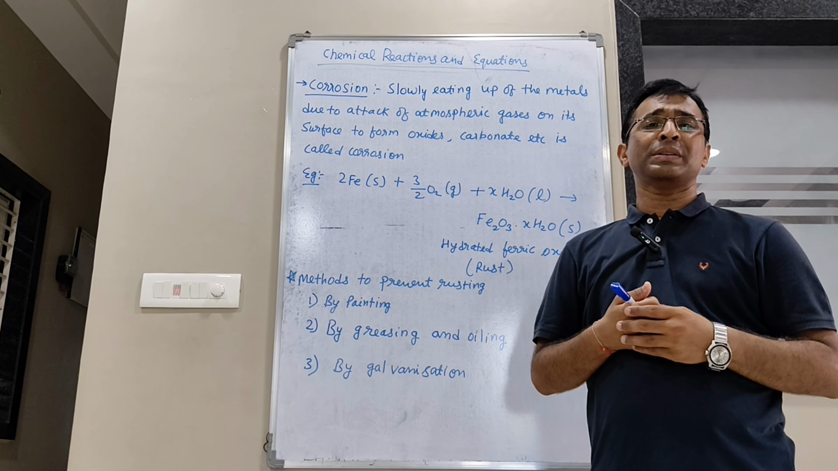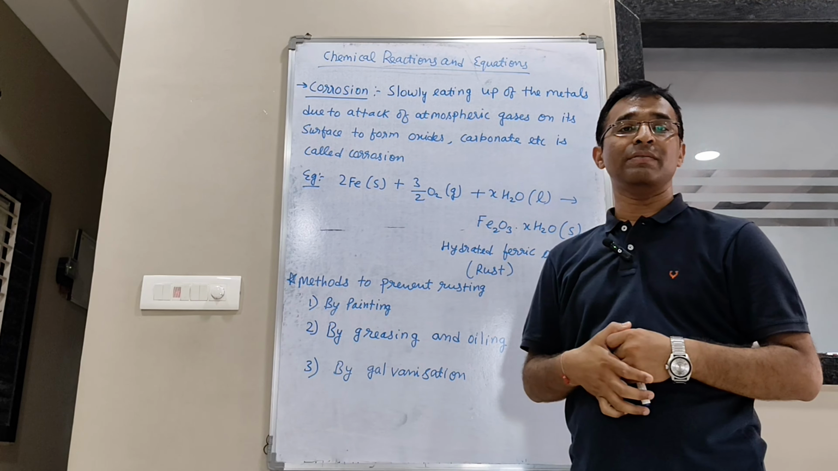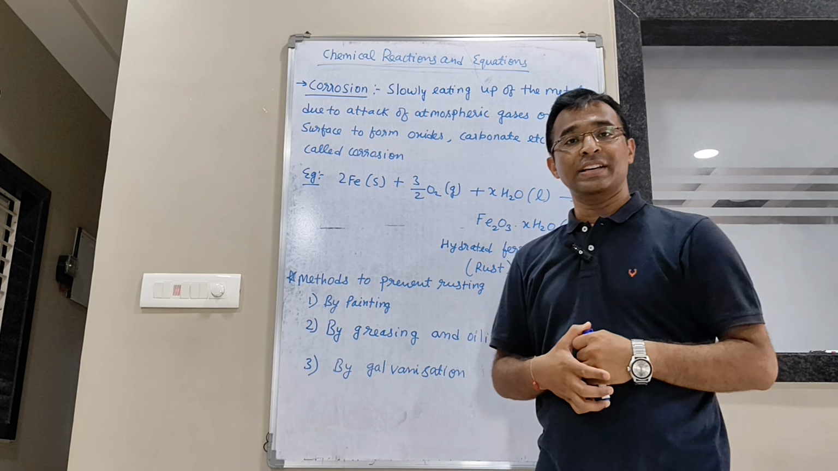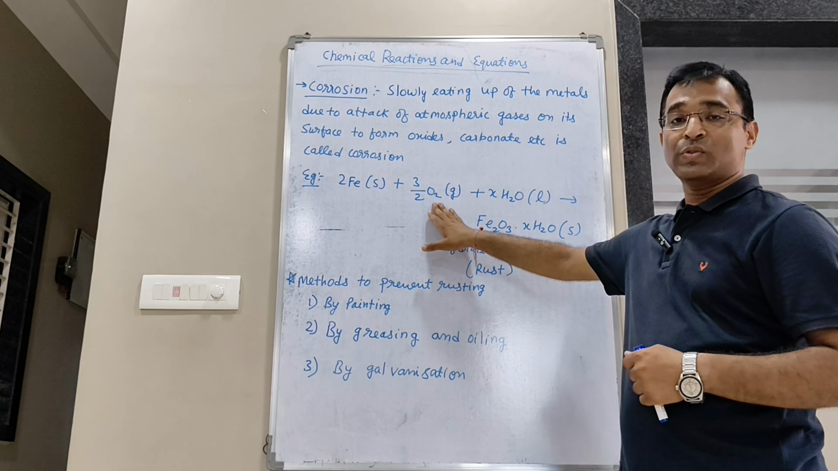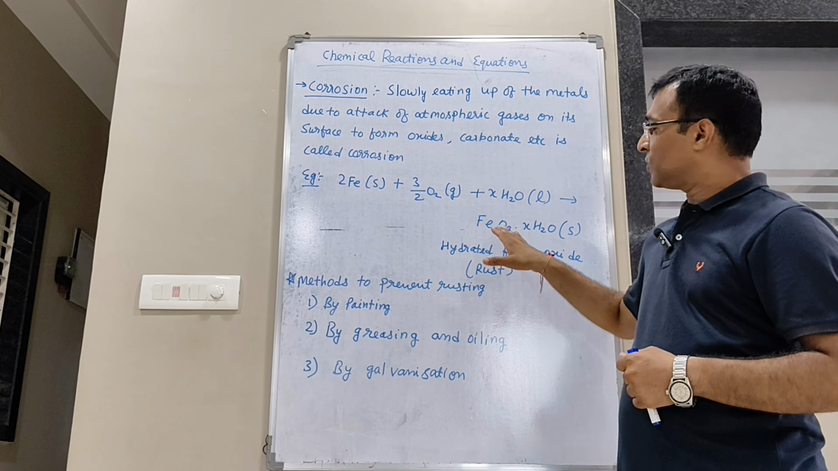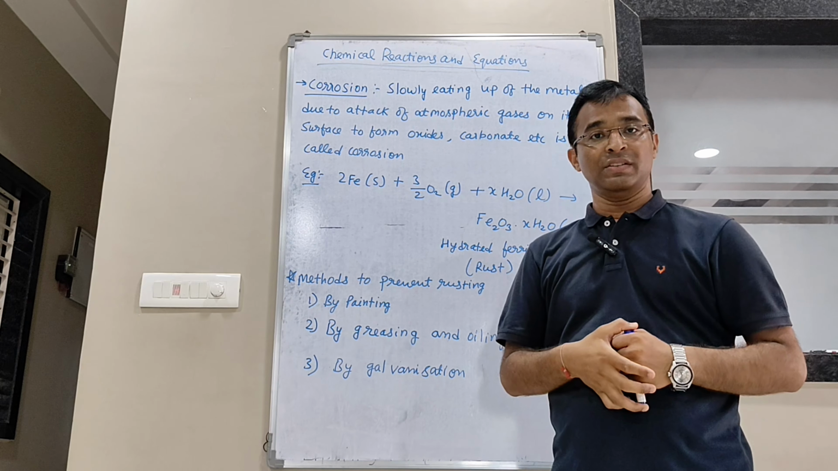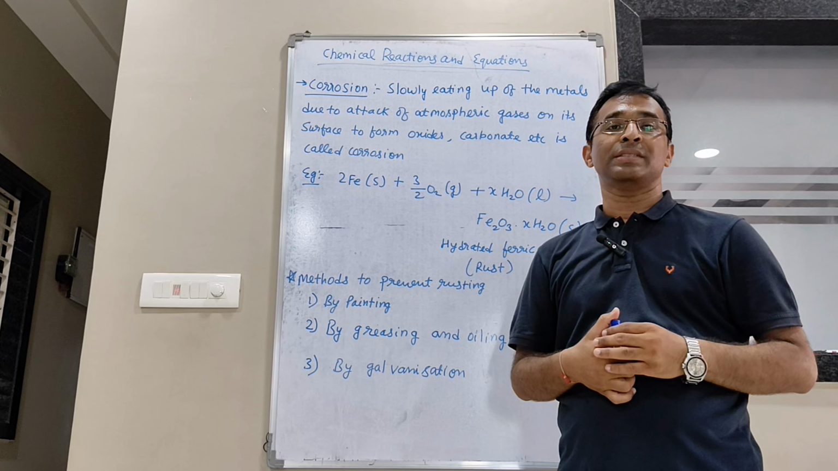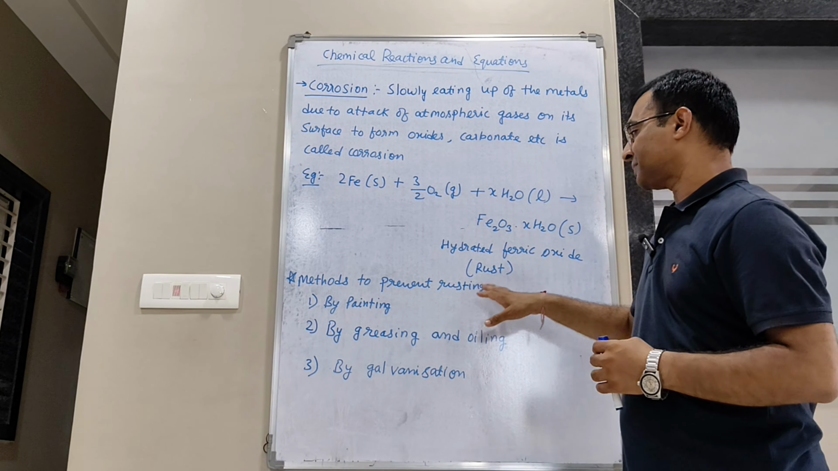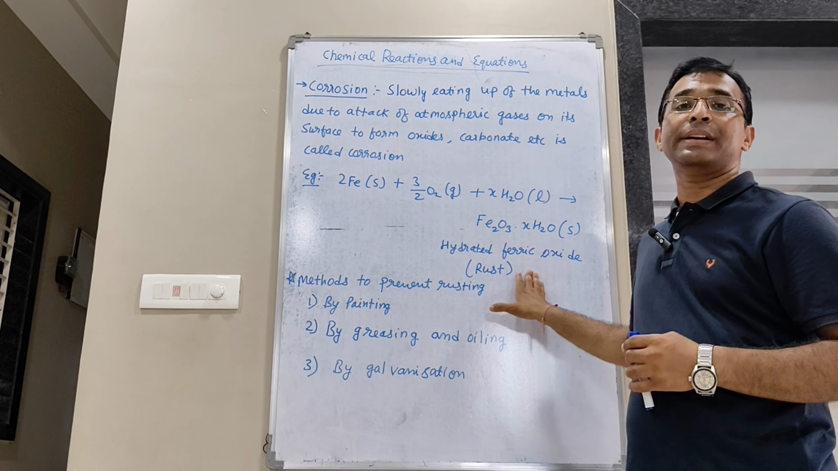Now let's understand by taking an example. Here I have taken the most common example which we see in the rainy season, which is rusting. So here iron is attacked by the atmosphere and moisture to form hydrated ferric oxide, which is nothing but the rust, which you see on the gates of houses and iron objects. A very common phenomenon which we see every day in our day-to-day life.